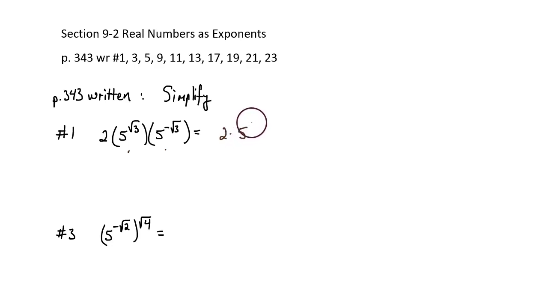Write the base, 5, and then add together the two exponents, the square root of 3 plus negative square root of 3. That makes an exponent of 0. 5 to the 0 power makes 1, so this final answer is 1.